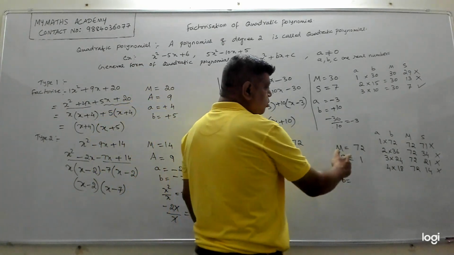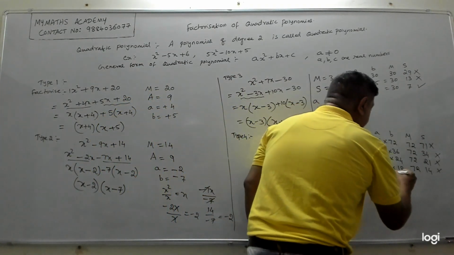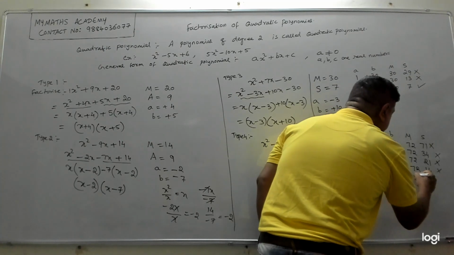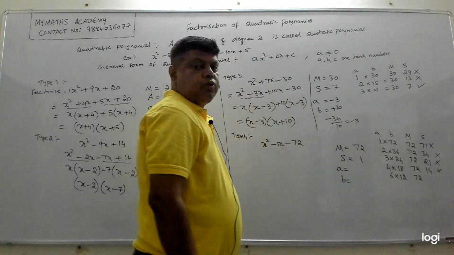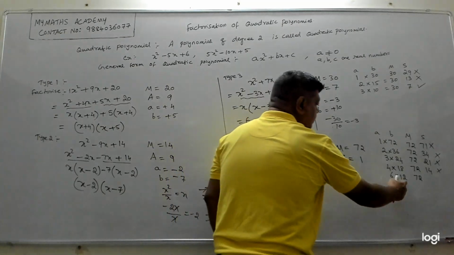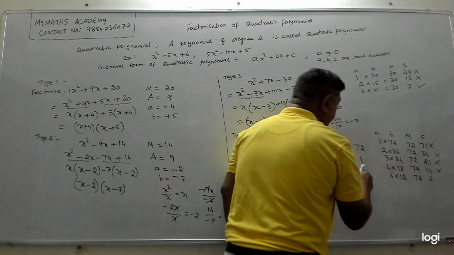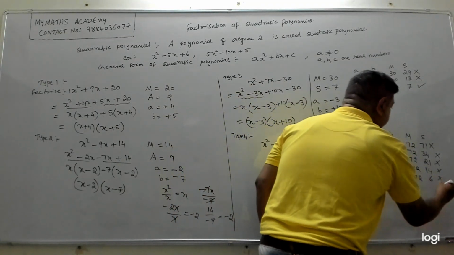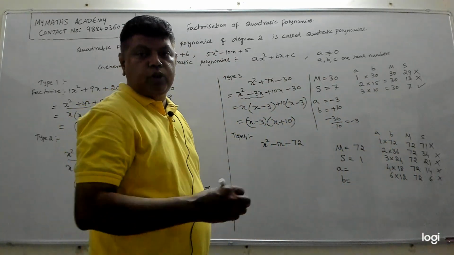Now 5 will not go, 72 will not go in 5. 6 it will go. 6 how many times? 6 12s are 72. Now what is 12 minus 6? It is 6. But we need 1. So this also won't work. Now we should go to the next number.